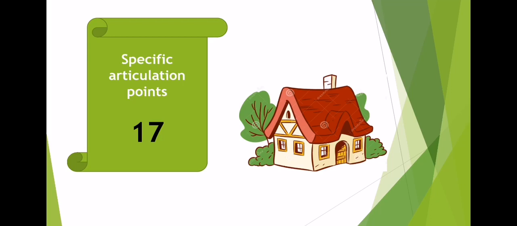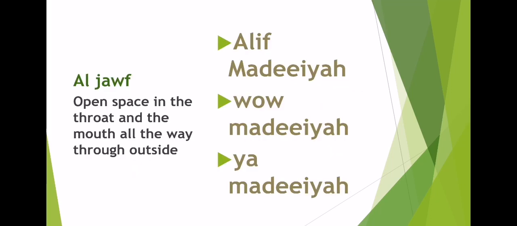So what we have covered until now is the division of the makhraj. The makhraj is divided into two: the specific makharij and the general makharij. We have studied which are the 5 general makharij, and now we will go to the first general makharij. What is it? It is the al-jawf.